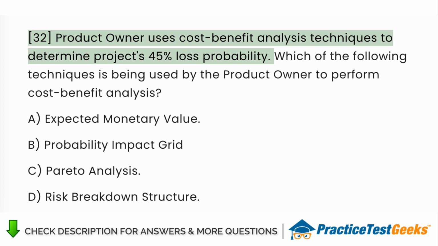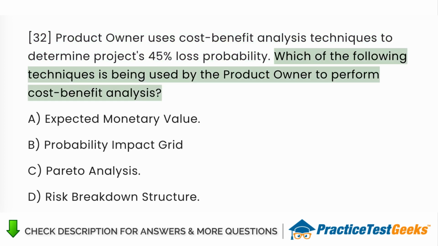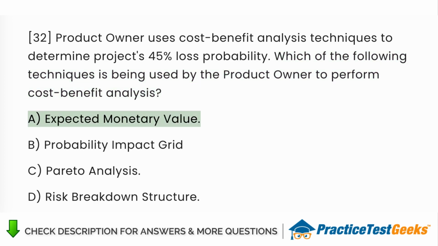Product owner uses cost-benefit analysis techniques to determine the project's 45% loss probability. Which of the following techniques is being used by the product owner to perform cost-benefit analysis? A. Expected monetary value. B. Probability impact grid. C. Pareto analysis. D. Risk breakdown structure.